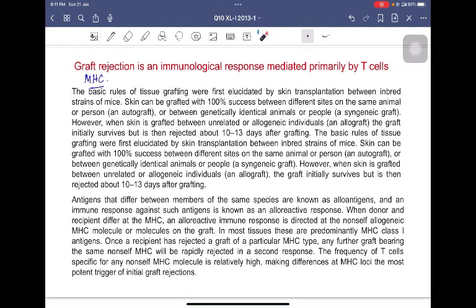So, always remember that graft rejection is due to the non-self MHC molecules that are present on the graft, which are not the same as the MHCs of the recipient. Therefore the recipient's immune system does not allow the non-self MHC molecule, and it generates an immune response that destroys these non-self MHC molecules and so destroys the graft.